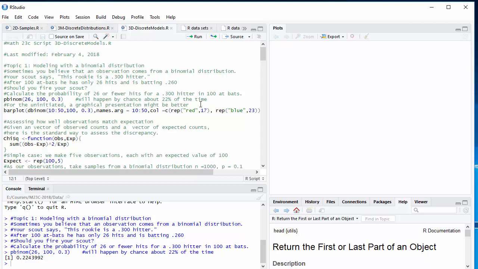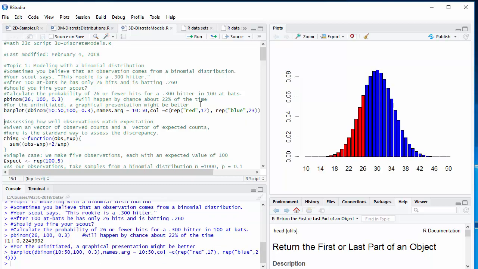Of course, if you want to present this to the uninitiated, a picture is worth 1,000 words. Here is a bar plot of the binomial distribution. I have shown in blue the situation where a .300 hitter gets more than 26 hits. I've shown in red the situations where he gets less than 26 hits. And you say, our actual observations are right there. There's no basis for ruling out the hypothesis of a .300 hitter.